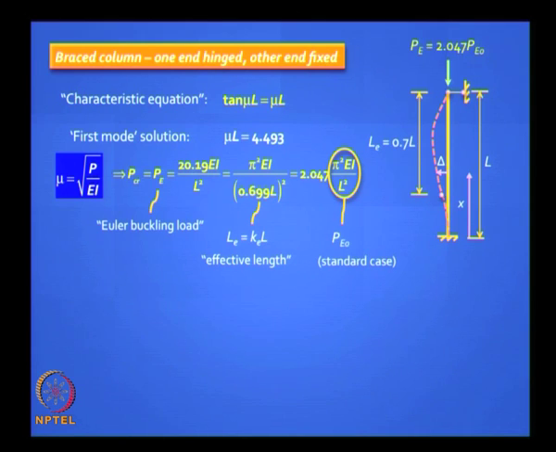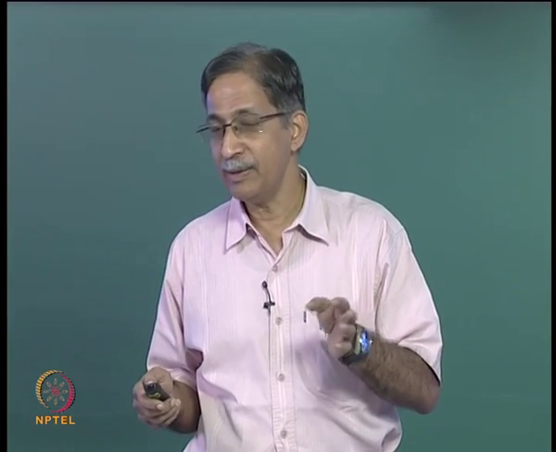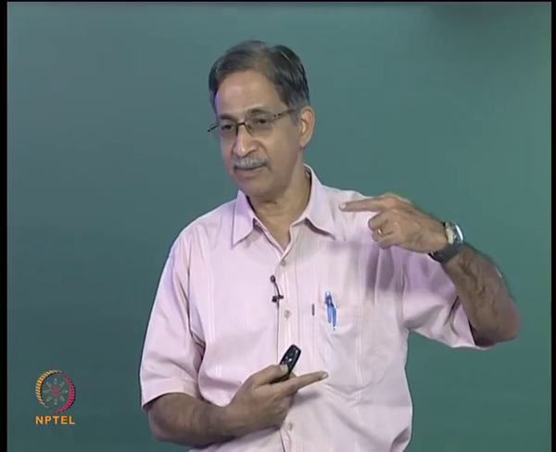You are familiar with this. So that turns out to be 0.699 L or 0.7 L. So for any given boundary conditions, you can get through such a mathematical analysis where you have 4 boundary conditions, you can get the solution, a unique solution. It's an eigenvalue solution where you can find the critical buckling load PCR. You can express it as a factor times the Euler buckling load for the standard case. In this case, that factor is 2.047. You can also relate it to the effective length.